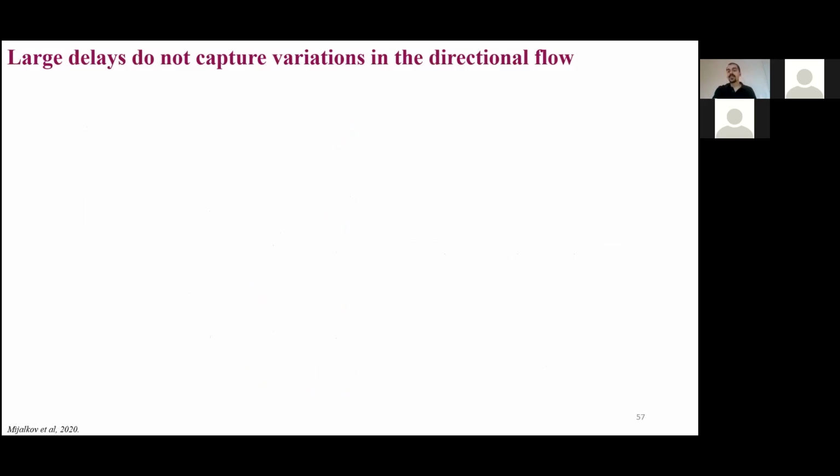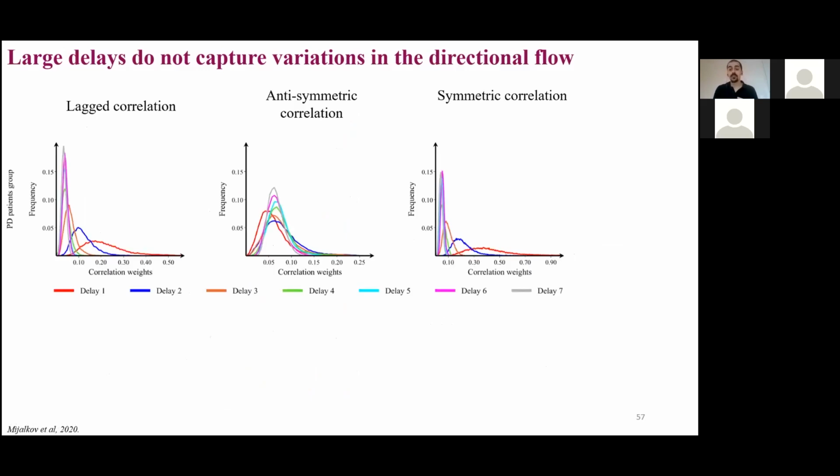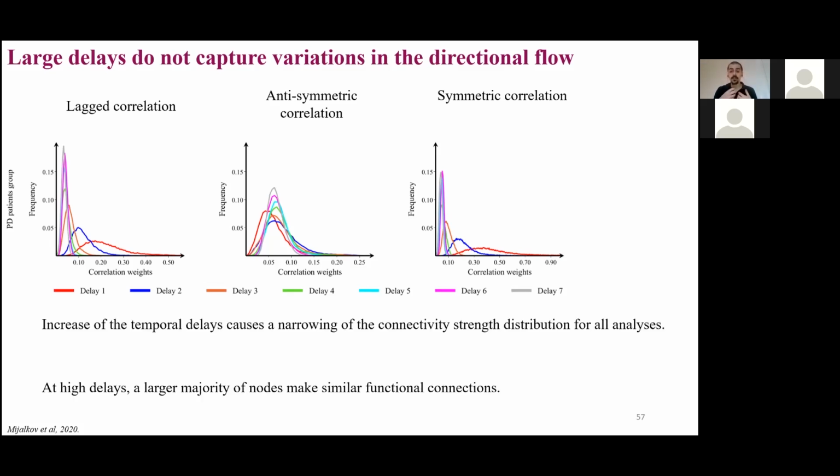Before we do that, one thing is that we could calculate these matrices, as I told you, at many different delays, and you could go up to a delay of the number of time points that you have divided by 2. But then the point is that not all of these delays will be physiologically meaningful. And what we have figured out here is that once you plot the distribution of connectivity as a function of delay, you see that for large delays, you get a very narrow distribution, which means that for large delays, most of the nodes make similar functional connections, and therefore large delays don't really tell you anything about the variability in the directional character of these networks.